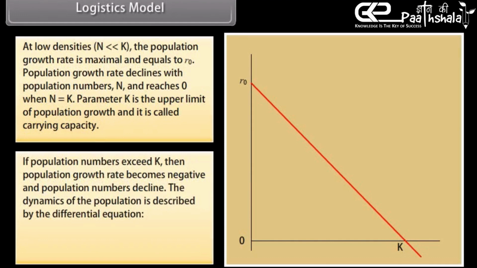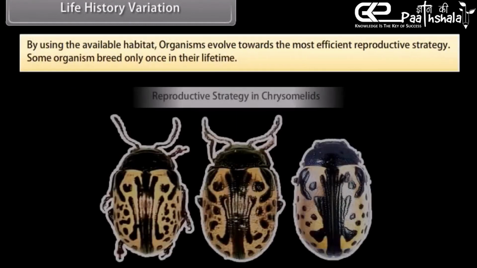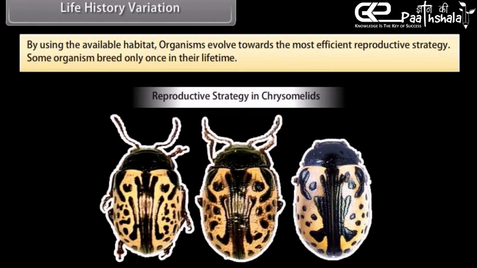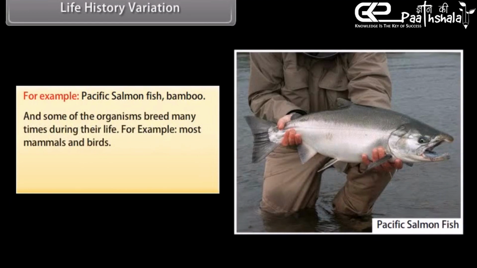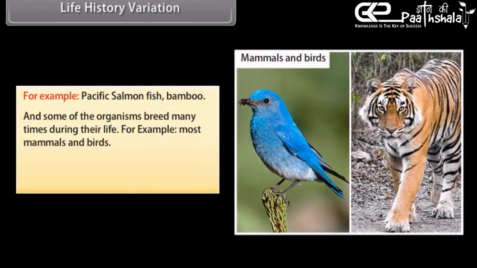The dynamics of the population is described by the differential equation dN by dt equals rN equals r0 N into 1 minus N by K. Life history variation. By using the available habitat, organisms evolve towards the most efficient reproductive strategy. Some organisms breed only once in their lifetime, for example, Pacific salmon fish and bamboo. And some of the organisms breed many times during their life, for example, most mammals and birds.